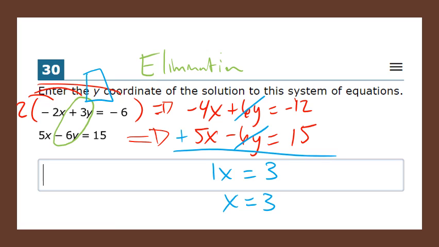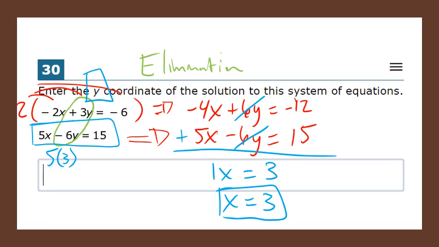So you know the drill, you know how to find what y is. In order to find out what y is, I take x and plug it back into one of my equations. It doesn't matter which equation you plug it into. For instance, I'm going to plug it into this bottom equation here. So if x is equal to 3, I have 5 times 3 minus 6y is equal to 15. And now I just got to solve for y. So I get 15 minus 6y is equal to 15.